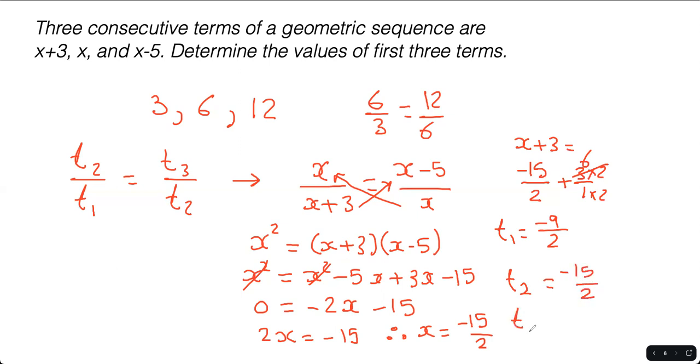And T3 equals -15/2 minus 5, and that's over 1, so we're going to multiply by 2 and 2. That is going to be 10. So -15 minus 10 is -25/2, and that's my third term.